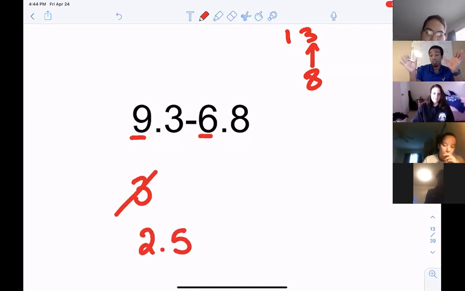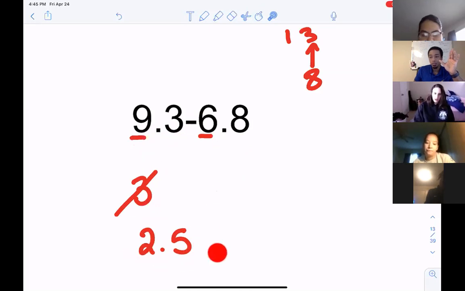So here's the process in my head again. I'm going to really highlight this with my little tool here. I'm saying I got 9 minus 6. That's going to be 3. But since it's 0.3 minus 0.8, I know I'm going to have to go down again. So instead of it being 3, it's going to be 2. And I know 13 minus 8 is 5, so 2.5.